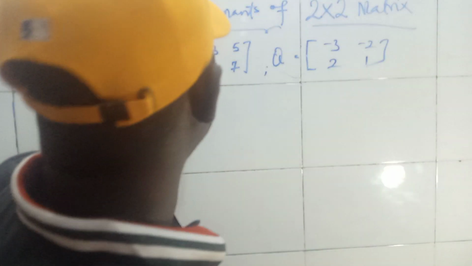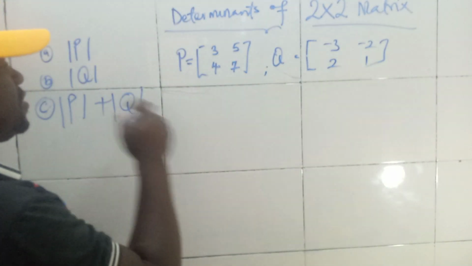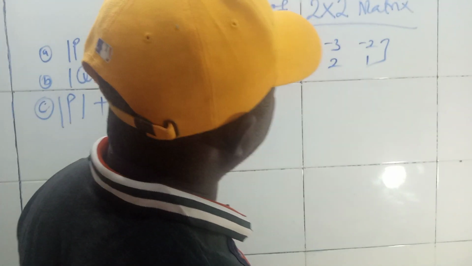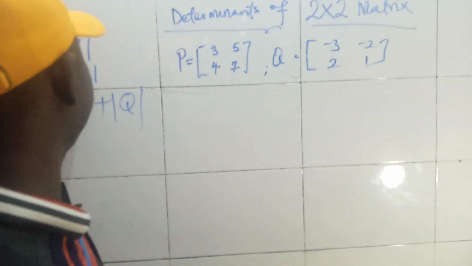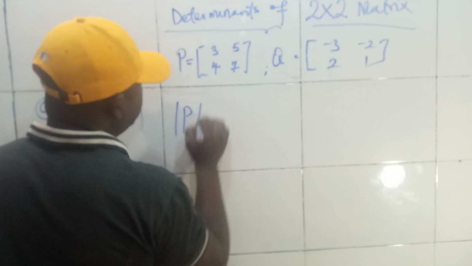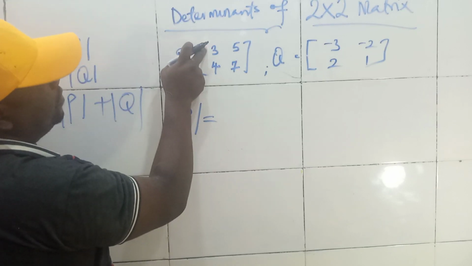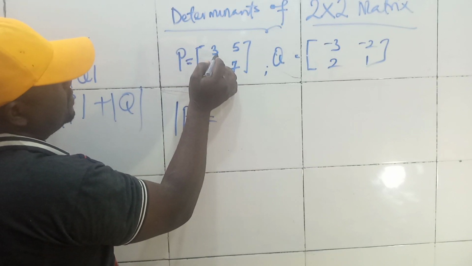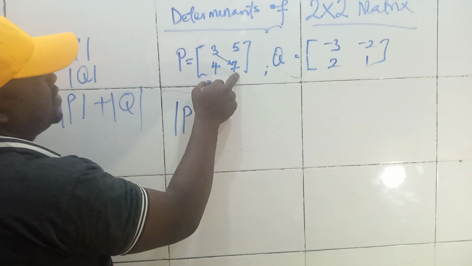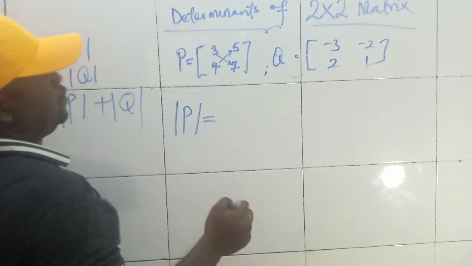So you have your P to be equal to 3, 5, 4, 7. The elements of Q are minus 3, minus 2, 2, and 1. You want to determine P. To determine P, very simple and straightforward. Determinant of P can easily be done as what? I told you always start from the first one. You multiply the diagonal. Can you see the way I've drawn the arrow? Multiply 3 and 7.